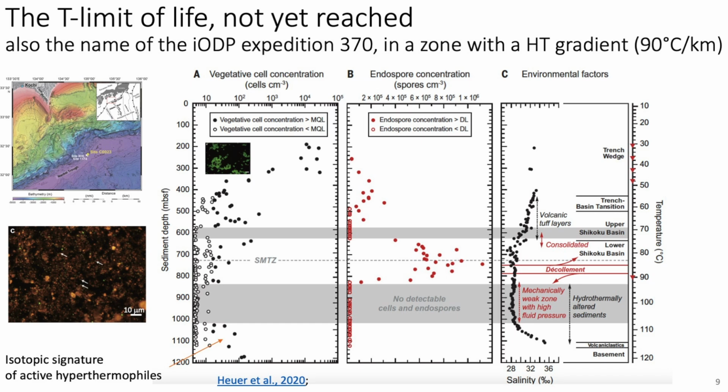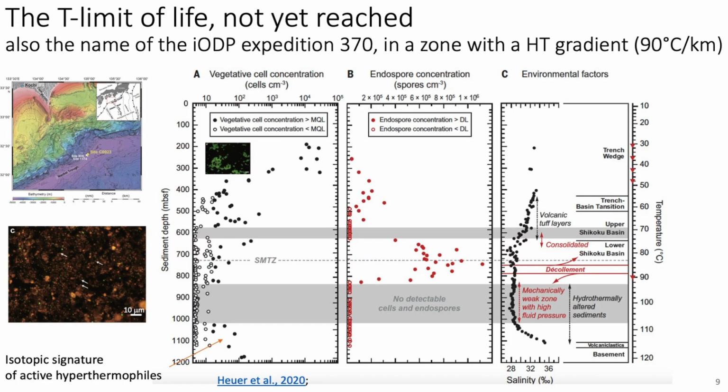But in the first half of the 2010s, there was an expedition called IODP Expedition 370, and the name of this expedition was Temperature Limit of Life. Scientists drilled in the Nankai Trough off Shikoku Island, and they picked a particular location where the temperature gradient is super high, with the idea that without drilling too deep, they would quickly reach this 122 degree limit of life. That's not exactly what happened.